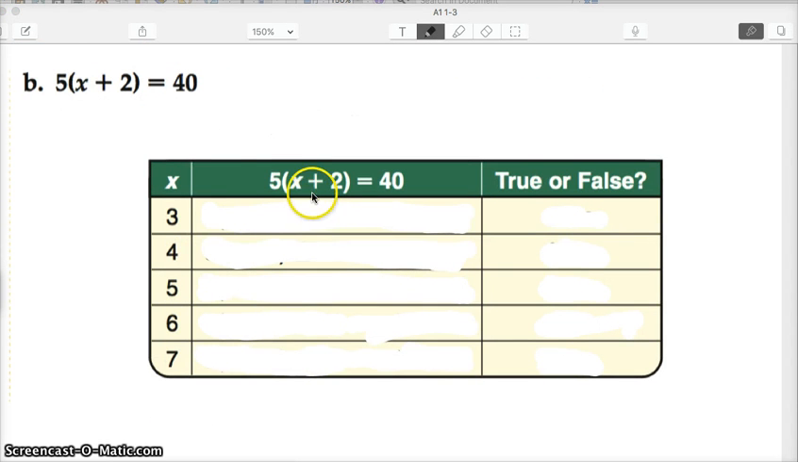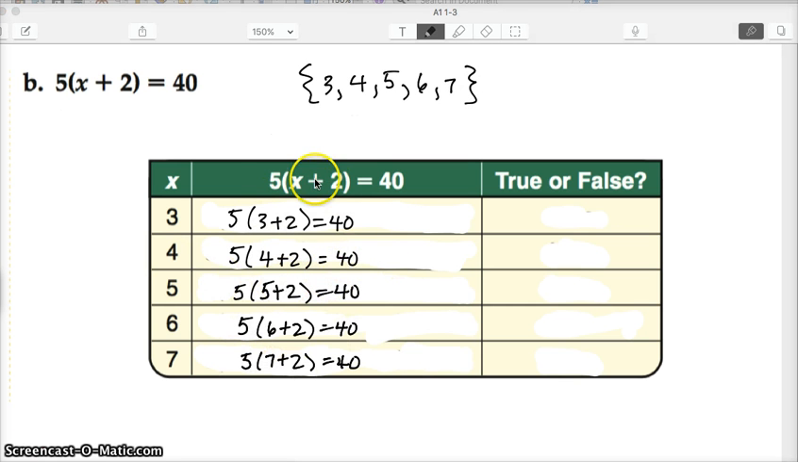Let's try another one. Here we have 5 times the quantity of x plus 2 is equal to 40. And our replacement set is the same: 3, 4, 5, 6, and 7. I'm going to do exactly the same thing, rewriting the expression with every possible value of the replacement set and then checking to see if it works out.